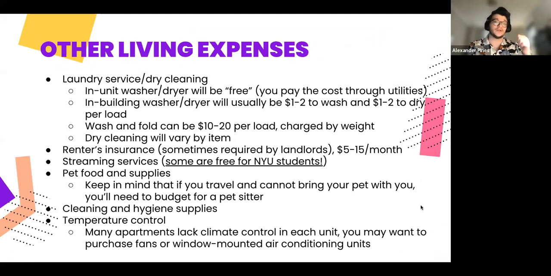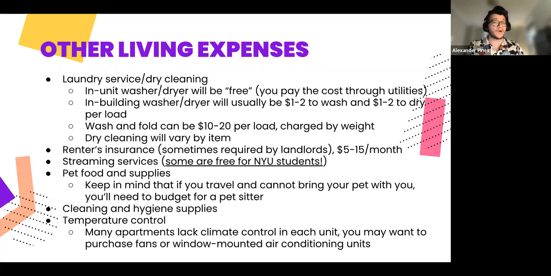Moving on, I think the last couple of things you'll want to be aware of as you're coming up with your budget. Laundry. If you have an in-unit washer dryer, it'll be free because it'll be in your unit, but you may have slightly higher utilities because of that. In a building washer dryer, usually you're paying $1 or $2 to wash and $1 or $2 to dry each load. A laundromat will typically be around the same price, but you just have the extra hassle of carrying your clothes outside of your apartment.